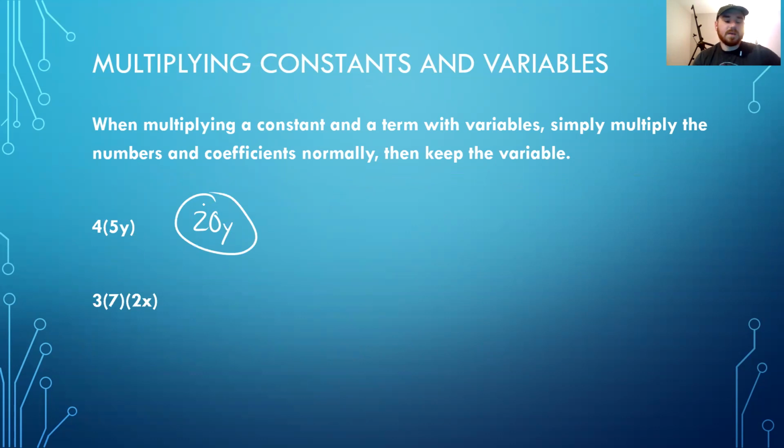Easy peasy. So then if we have, let's say 3 times 7 times 2x, we do 3 times 7, which is 21, times 2, which is 42. And then we just write the x. So you can kind of just completely ignore the variable for now, right until the very end. So if we have negative 3 times negative 4z, negative times negative gives us a positive, 3 times 4 is 12, so you have 12z.